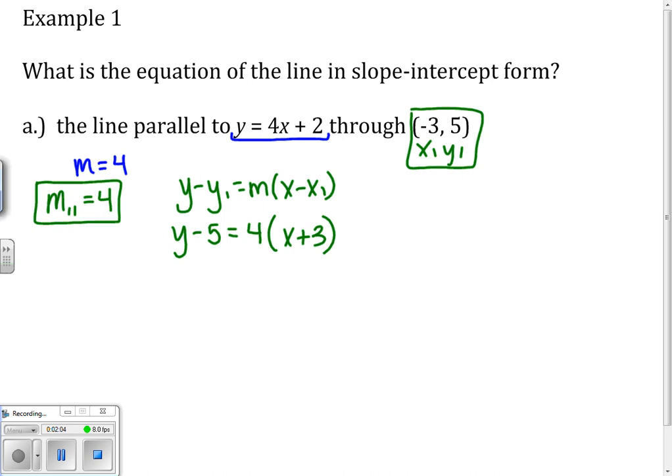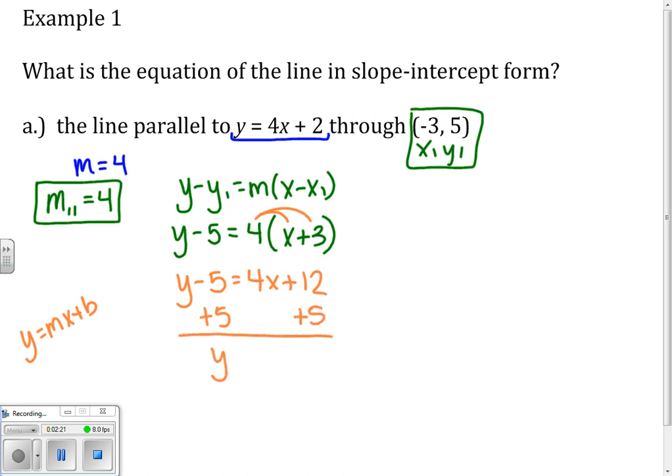And our last goal is just to get y equals mx plus b. I'll write it here in case you need to see it. So we need to solve this green equation for y. I'm going to distribute first. Gives me y minus 5 equals 4x plus 12. And adding 5 to both sides gives me y equals 4x plus 17. That is the equation of the line that's parallel to the old line that goes through negative 3, 5.